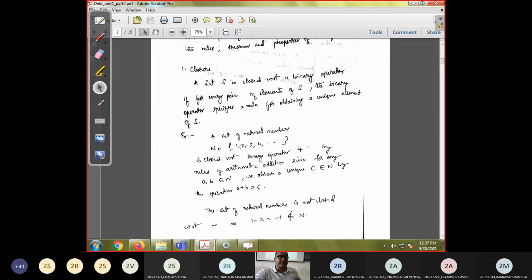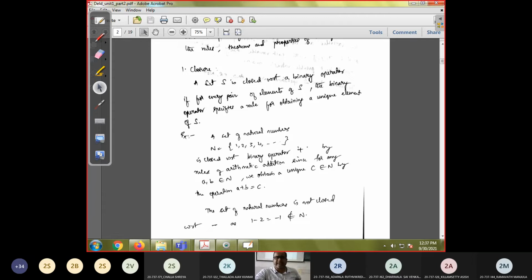So, I add these two numbers. What happens? 1 plus 2 will give you the value 3. 3 once again belongs to the set. So that means I can say that the set of natural numbers is closed with respect to the operator plus, which is addition. Agree? So the closure property is satisfied by the set of natural numbers for the operation called addition. Am I clear?